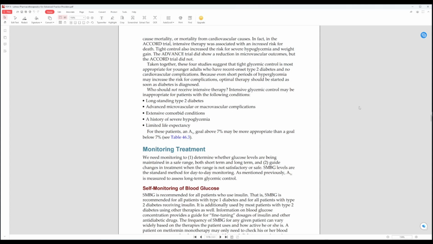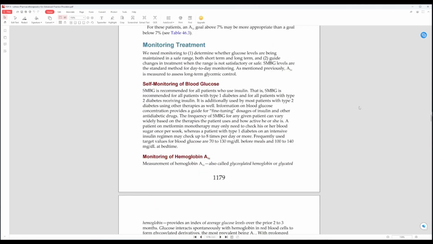So, who should not receive intensive therapy, therefore? Patients with long-standing type 2 diabetes, advanced microvascular or macrovascular complications, patients with extensive comorbid conditions, patients with a history of severe hypoglycemia, and patients with a limited life expectancy. For these patients, an A1C goal of 7% may be more appropriate than a goal below 7%.